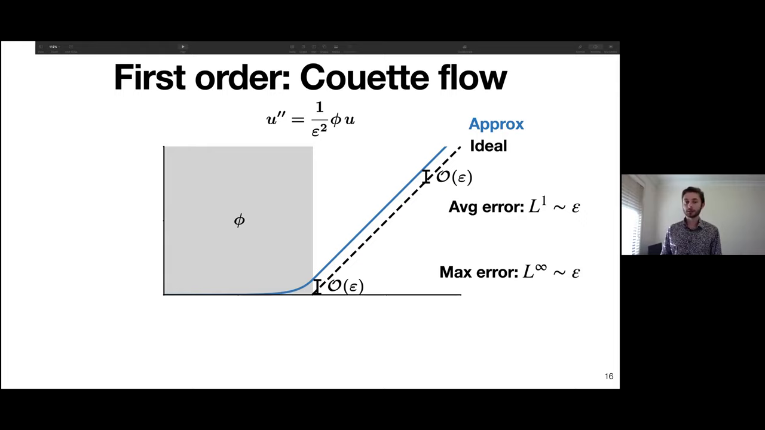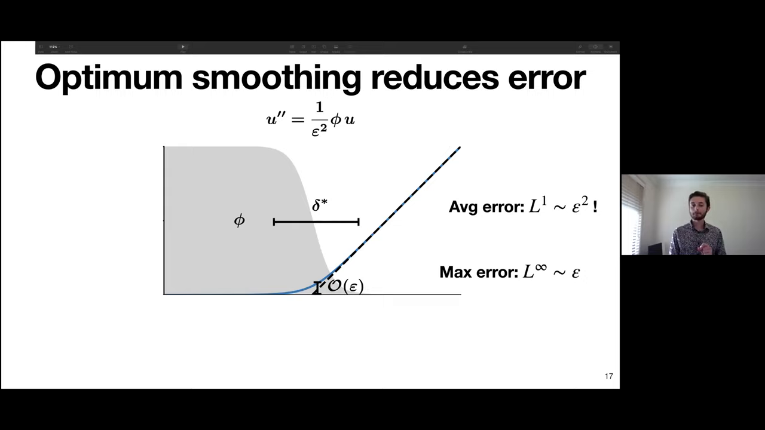Well, there's still some freedom, right? We can change the shape of our phi function. So the normal way that people would do it is it would be a discontinuous function and it would coincide with the boundary. But you can smooth things out. Now, number one, smoothing is good because it's better for numerics. But in addition to that, if you pick your smoothing just right, it is possible to get your approximate solution to line up exactly with your ideal solution as you're going off into the fluid.